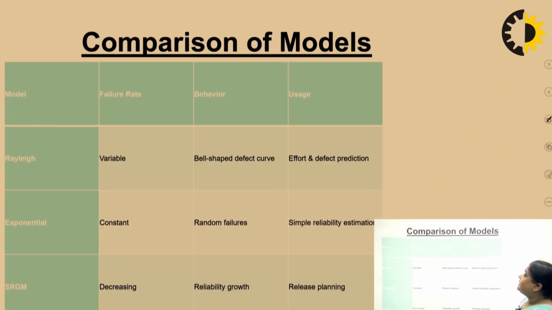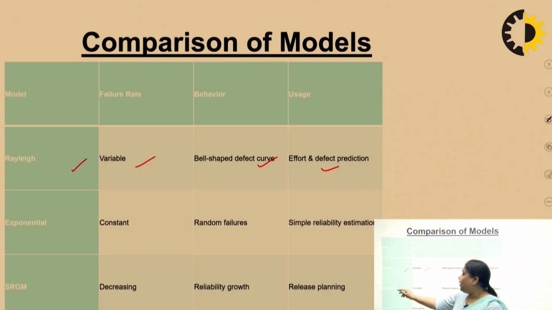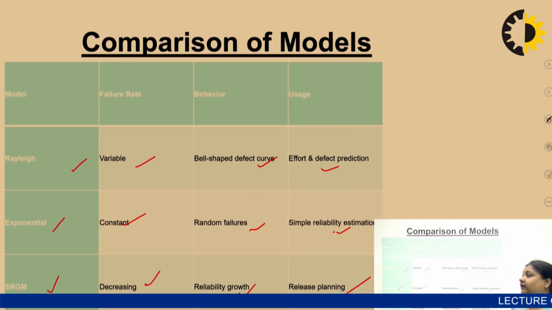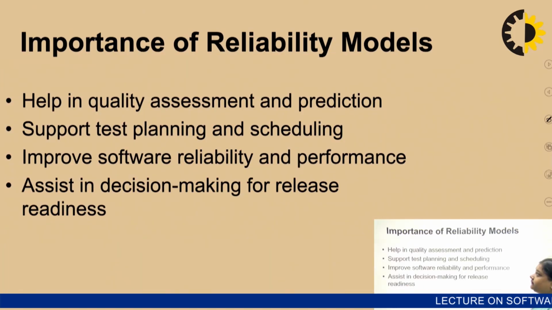We have this comparison of models. First is Rayleigh. In this model, we have a variable failure rate, a bell-shaped defect curve, and it is used for effort and defect prediction. In the exponential model, we have a constant failure rate, random failures and simple reliability estimation. In SRGM models, the failure rate decreases over time, reliability growth increases, and release planning can be done because all the error removal activities have been done in the process of software testing.